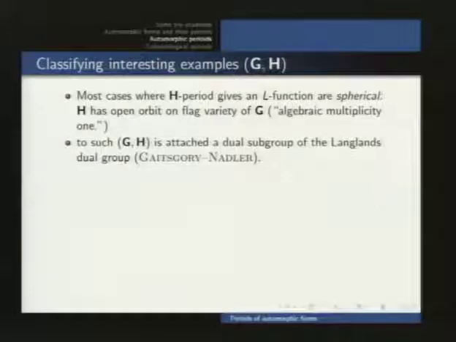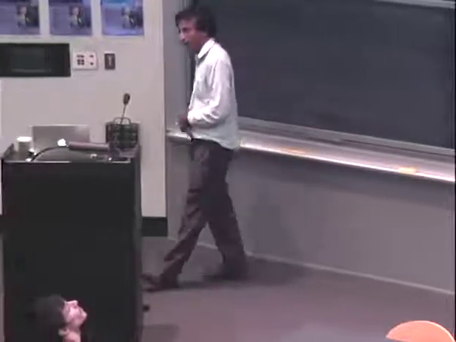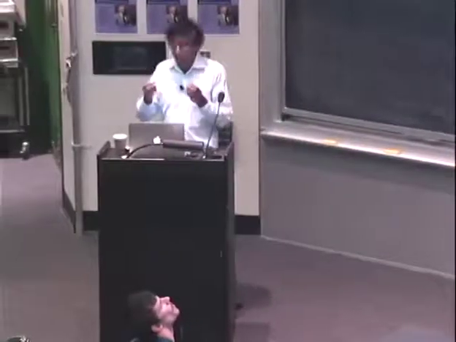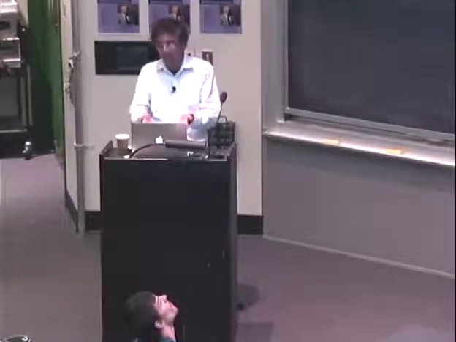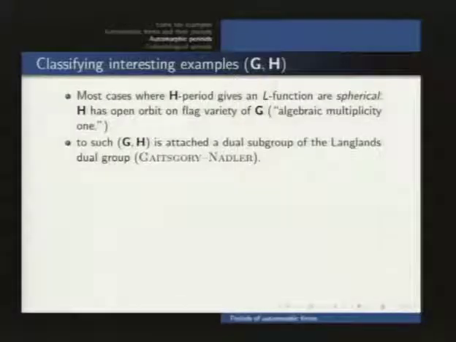under some conditions, for a spherical pair G and H, that is, G is a reductive group and H is a spherical subgroup of G, you can attach a dual group to the pair. Okay, so a basic construction in the Langlands program is that a reductive group has a dual group. But Gaitsgory and Nadler found a natural way to attach a sort of dual group to the pair G and H. It's a subgroup of the dual group of G. It has nothing at all to do with the dual group of H.